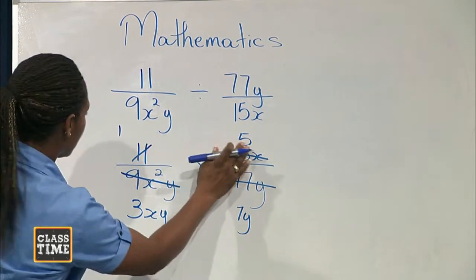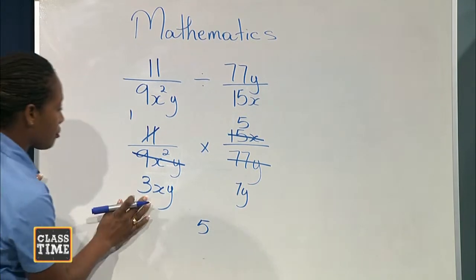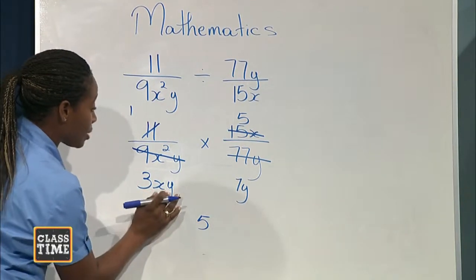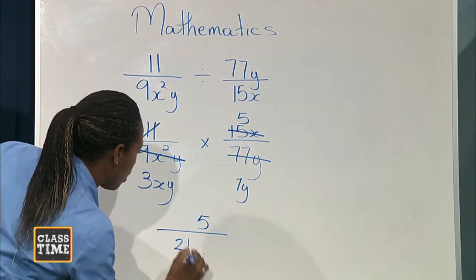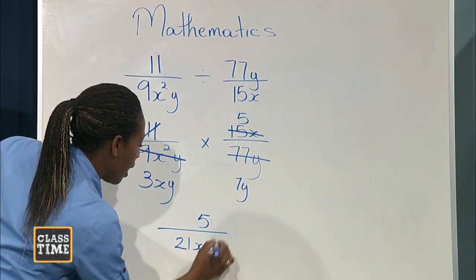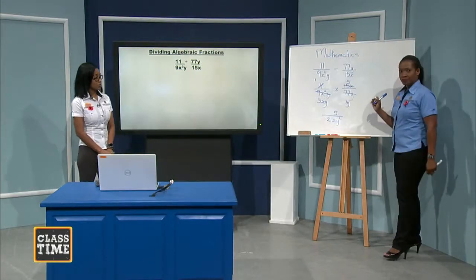All right, so let us write what I have. Let us calculate. So 5 multiplied by 1 gives me 5. 3 multiplied by 3xy multiplied by 7y would give me 21xy squared. Right, that's good.